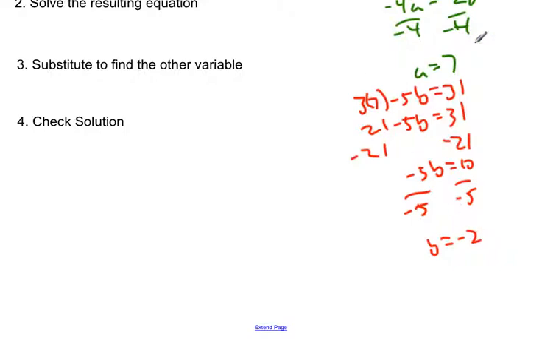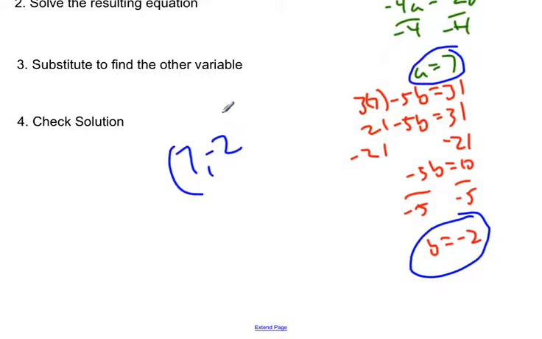So we now have our solution. We have a is 7, b is negative 2. So as a solution, that would be 7 comma negative 2 as a coordinate. All right, great job. Make sure you understand that.